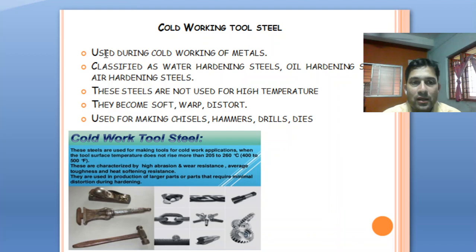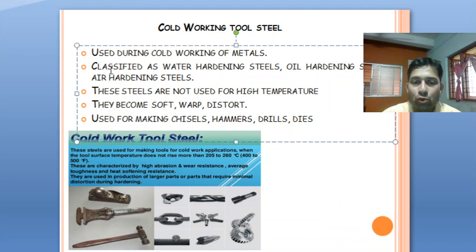So it's written and highlighted on the screen also. These types of steels are used during cold working, and these cold working tool steels are manufactured by the following three methods, that is, they can be water hardened, oil hardened or air hardened. So based upon this different type of hardening, these types of steels are prepared. One thing you should remember is that cold working tool steels shouldn't be used for high temperature applications. If you use them for high temperature applications, you will see that these steels will become soft. They might warp, that means they will lose their dimensional accuracy, and they might distort.